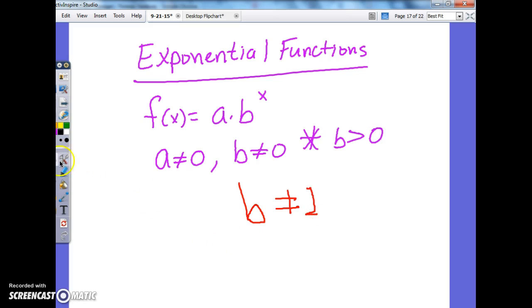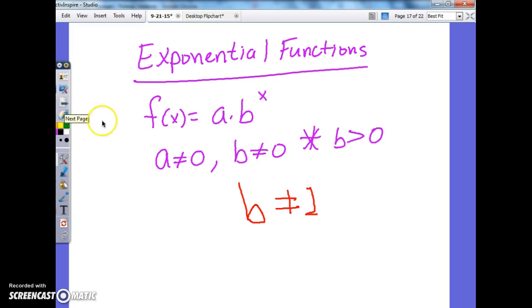Okay, so A can't be 0. Obviously B can't be 0. B can't be 1 either, but B has to be positive. So basically B is greater than 0. But if B is less than 1, that's still positive, and that's a fraction, and we'll talk more. That'll be more of a decay situation.